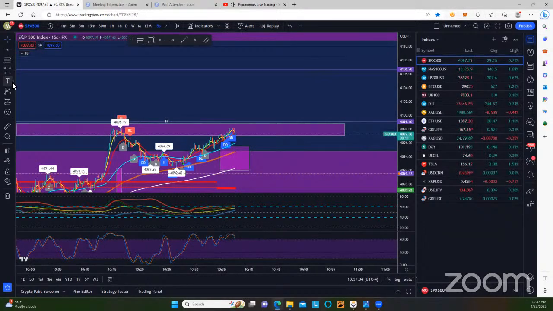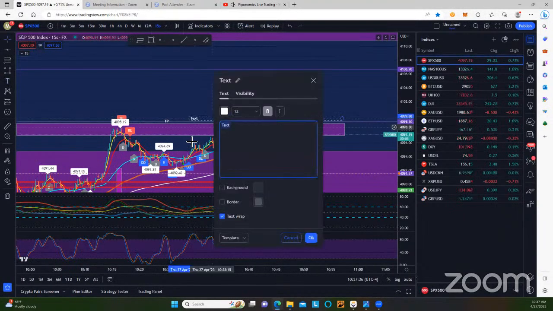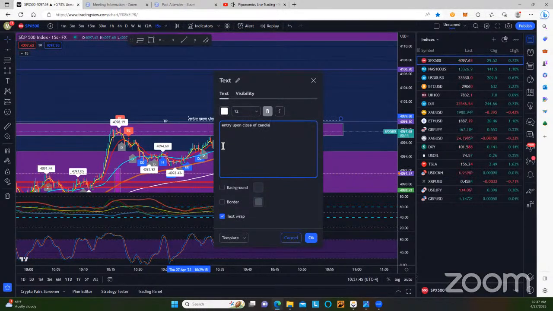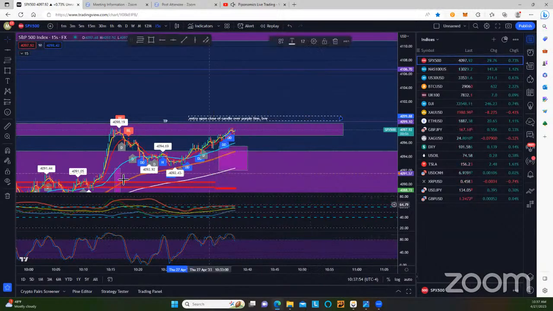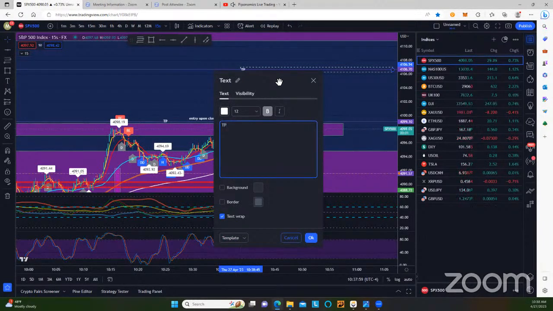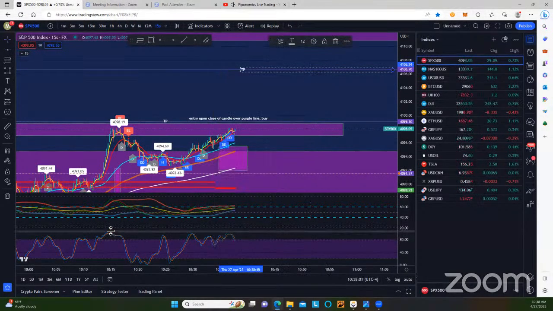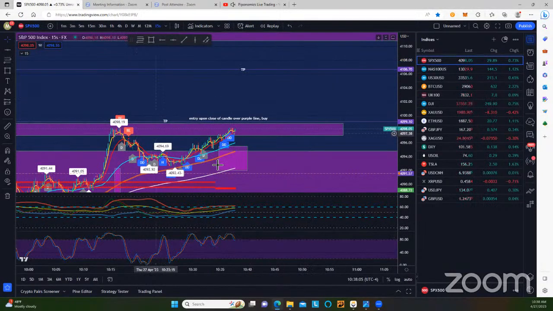And what is signaling another buy? Well, it has entry upon close of candle over the purple line for a buy. And then once that closes, here's your TP, your next extension TP. Purple. We're following purple to purple. Okay, so this one hasn't completed yet.